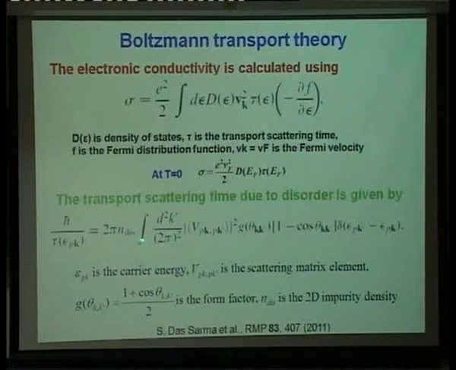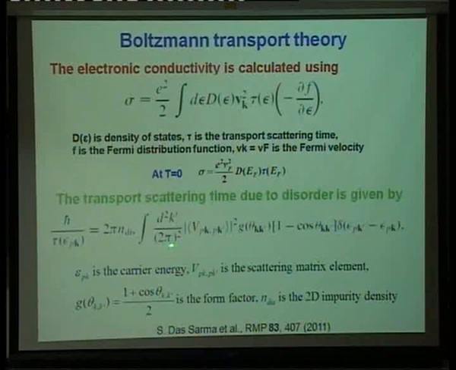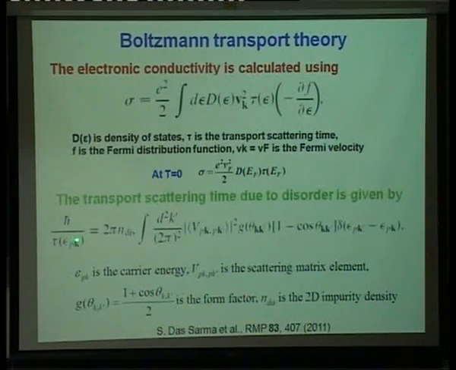Let me just tell you that the scattering time you have to calculate now. So how do you calculate the scattering time? You just use Fermi's golden rule or the Born approximation. That's what I meant by everything being very simple. It's a lot of work, but it's very simple conceptually. So this is the formula, Fermi's golden rule.